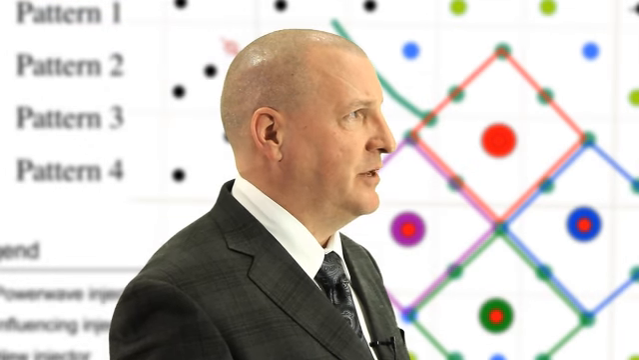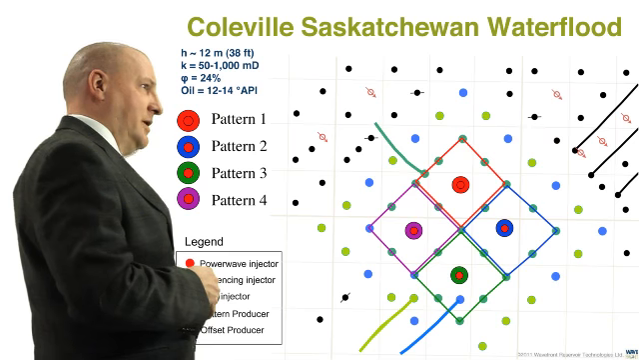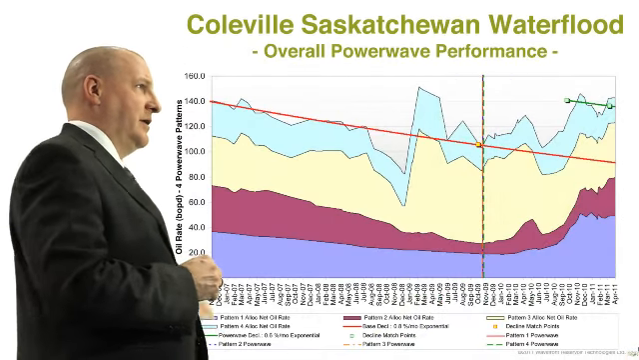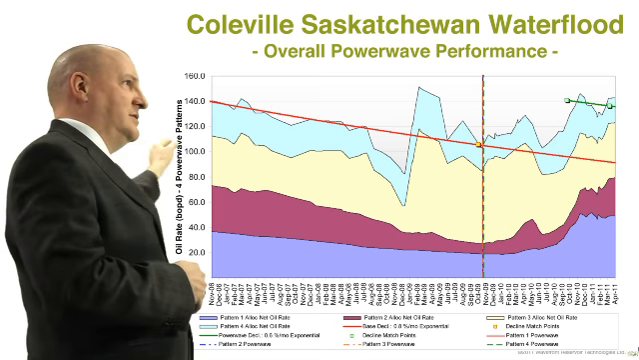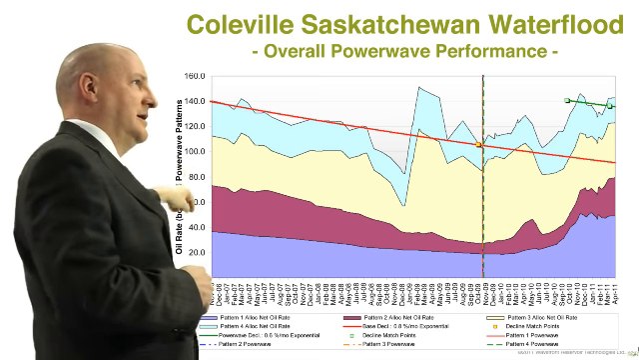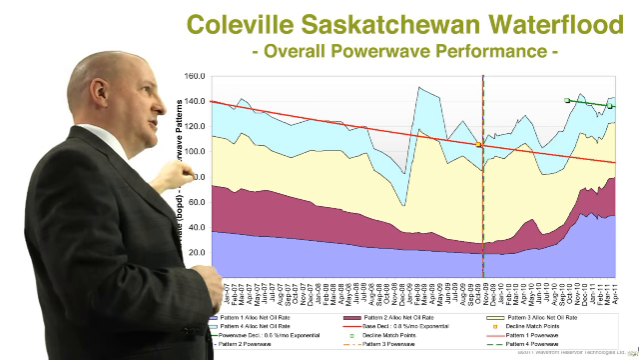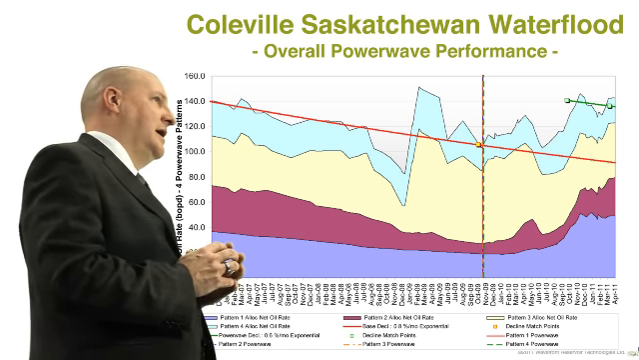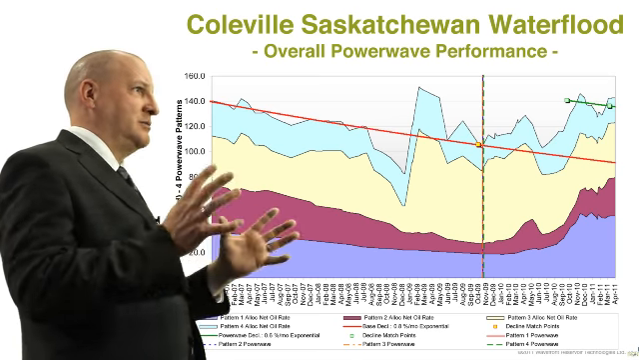Let's take another example here from Colville, Saskatchewan. These wells are all equipped with Powerwave tools. Next, please. Here again, you can see the red decline curve. Some really mountainous looking peaks with the individual production on those patterns. But you can see the decline has been slowing down again, which is positive.